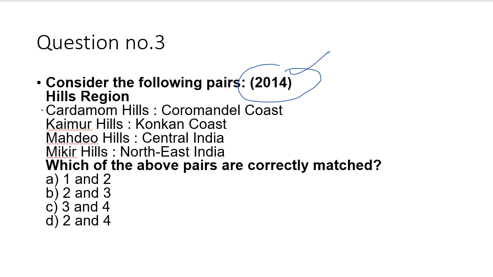The first is the Cardamom Hills. See, Cardamom Hills is part of the Western Ghats, and Coromandel is on the Eastern Ghats, right? So this is wrong. Kaimur Hill is again not on the Konkan coast, because it is part of the Vindhyan mountain ranges, and it extends up to Bhagalpur, Bihar. This Kaimur Hill is not on the Konkan coast.